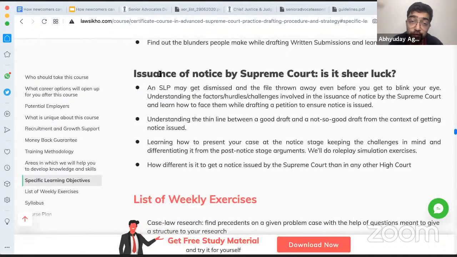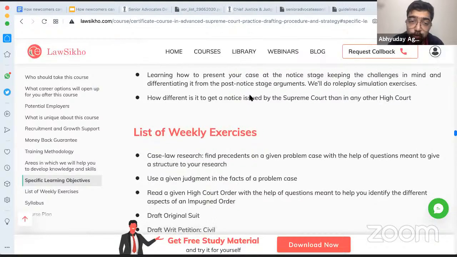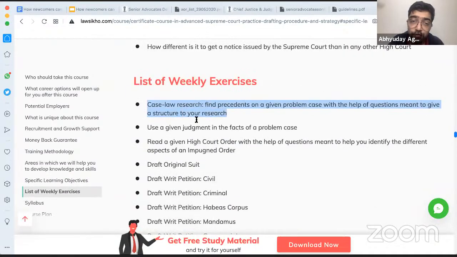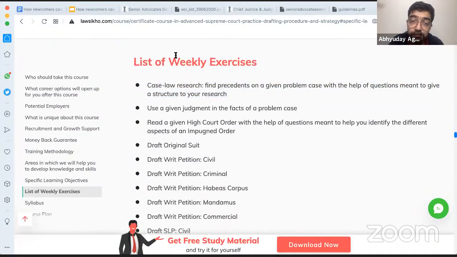Issuance of notice by Supreme Court. If you have got the matter to draft an SLP, your client wants at least notice should be issued. Notice should be issued means the other party has to respond and the case is admitted for hearing. That is what you want. Then this is what you will do every week.